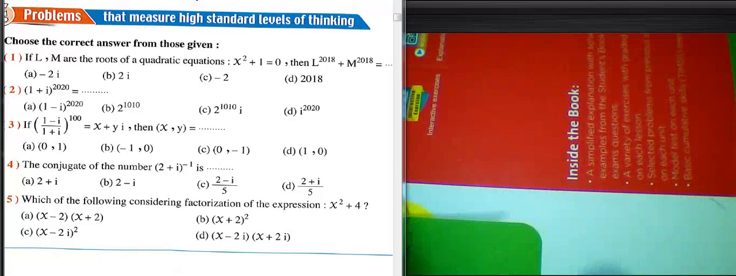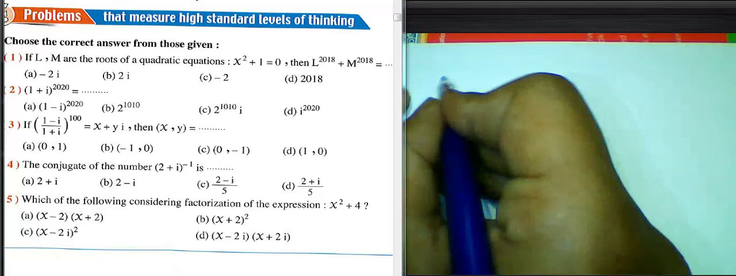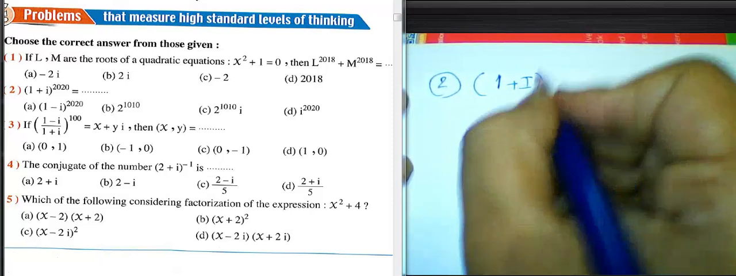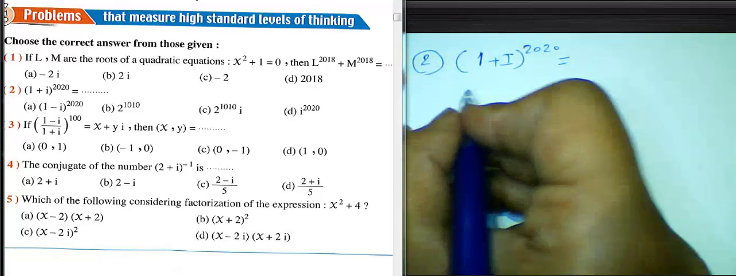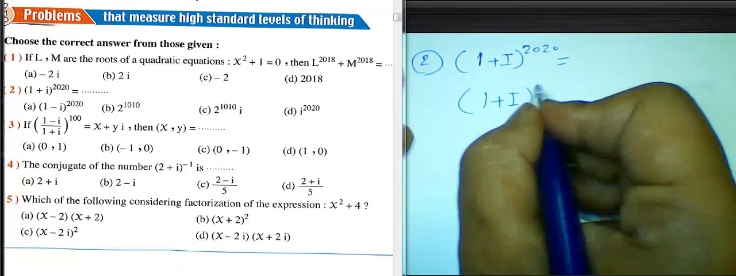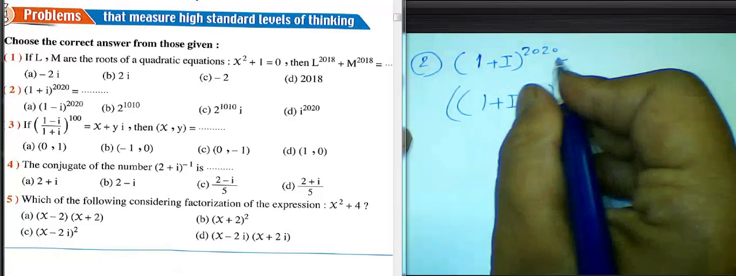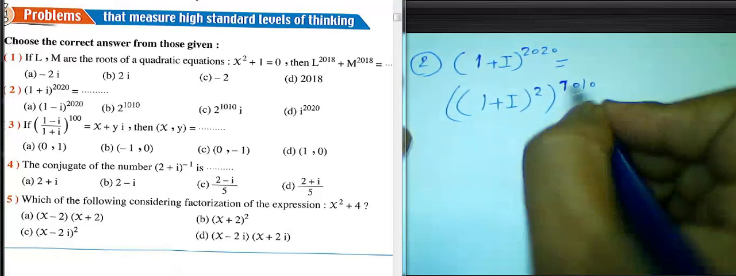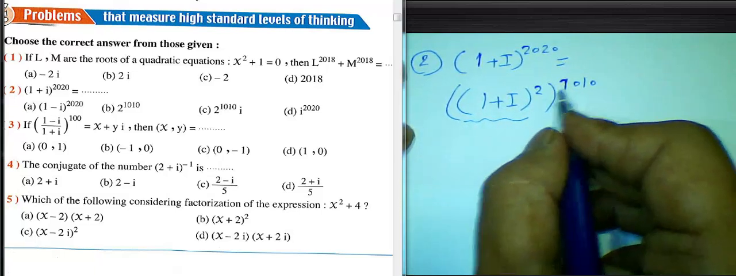Question 2, look at it with me. Question number 2: 1 plus i to power 2020. We can solve it. First, we can find the result by (1 plus i) power 2 all to power what? 2020 divided by 2 equal 1010. So the result will be to the power 1010.